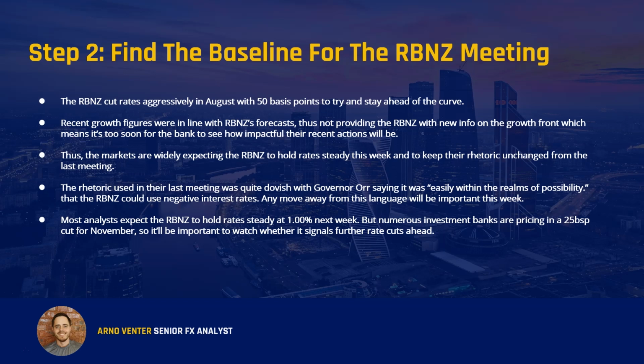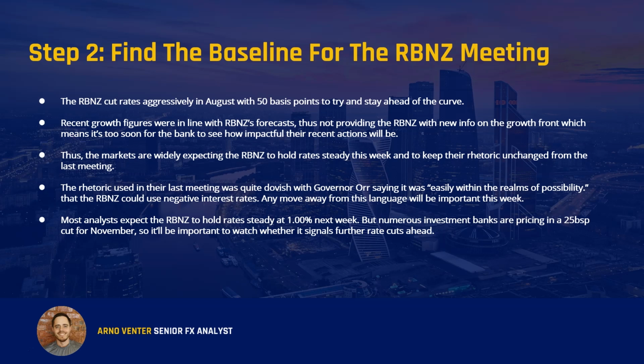Now, what's important about the rhetoric that we saw them using in the last meeting was that they came out quite dovish. If you guys remember, Governor Orr said that it was easily within the realms of possibility that the RBNZ could use negative interest rates. Now, that is a very dovish comment from Governor Orr in that last meeting. And what will be important for us this week is any move away from this language or this rhetoric will be very important for us to take note of in this week's event.